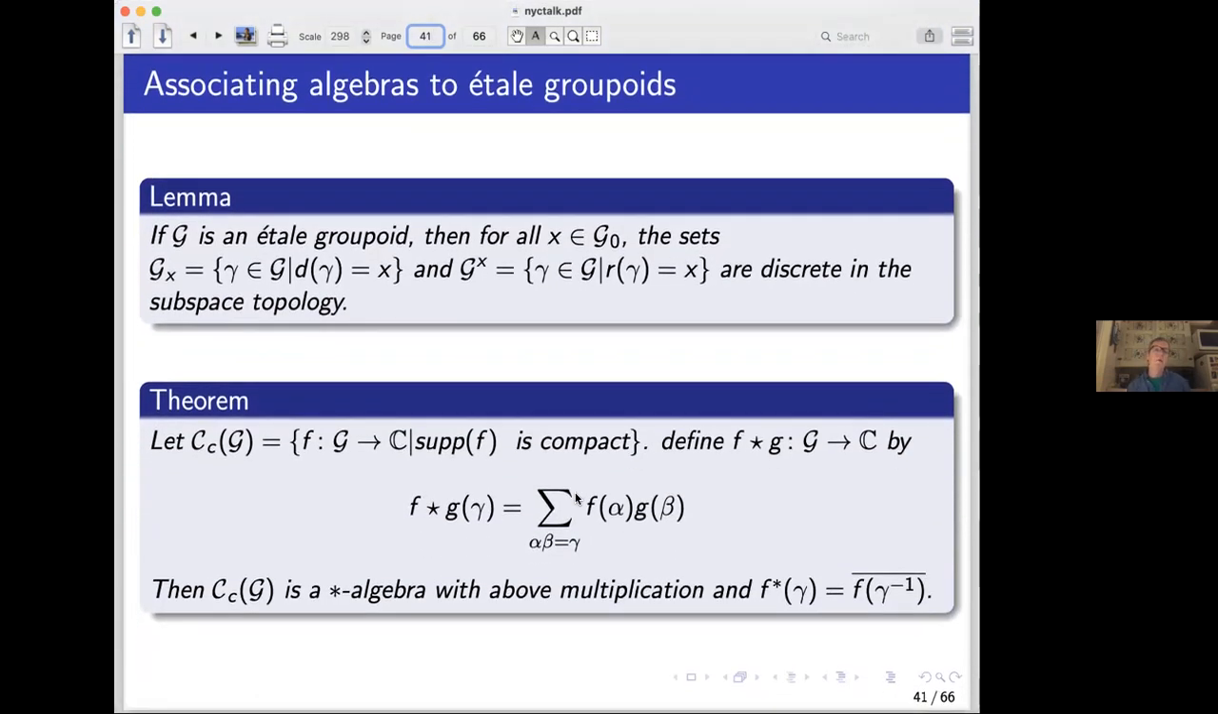One of the things that functional analysts do is assign to such a groupoid a ring, a star algebra in fact. Here's the setup for doing that. Suppose I have an étale groupoid, and for all objects x in the groupoid, I define G_x and G^x: G_x is all those arrows for which the domain is x, and G^x is all those arrows for which the range is x. The theorem is, if your groupoid is étale, these two subsets are both discrete in the subspace topology.